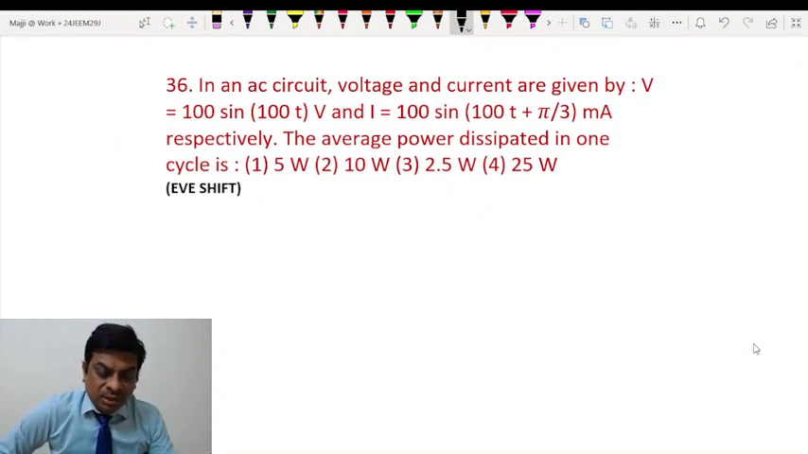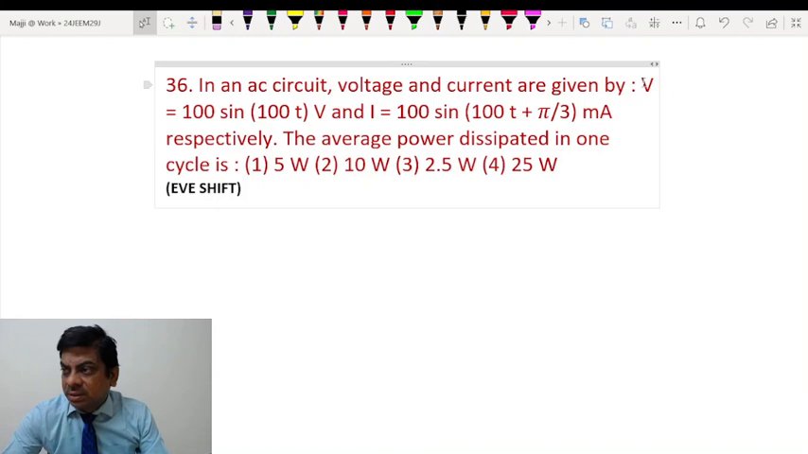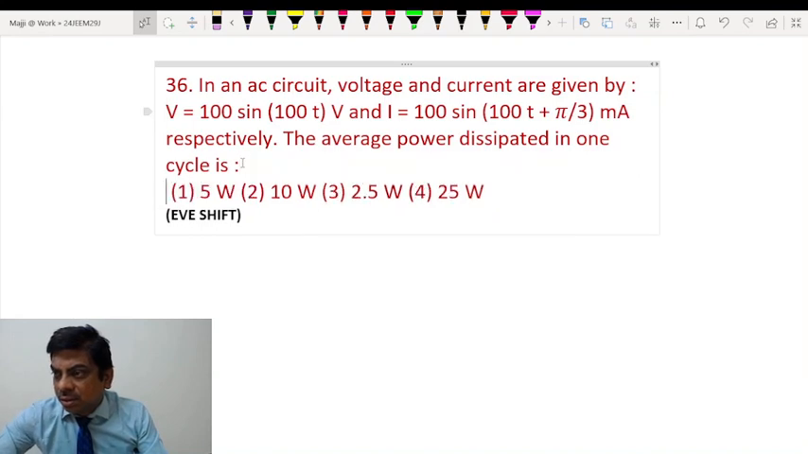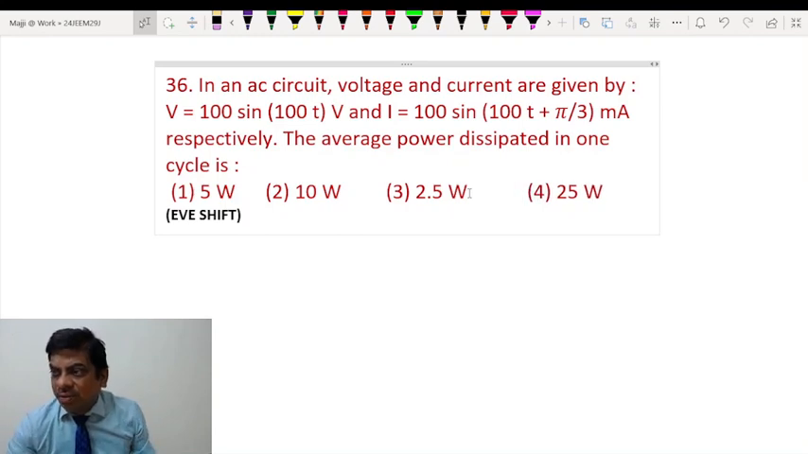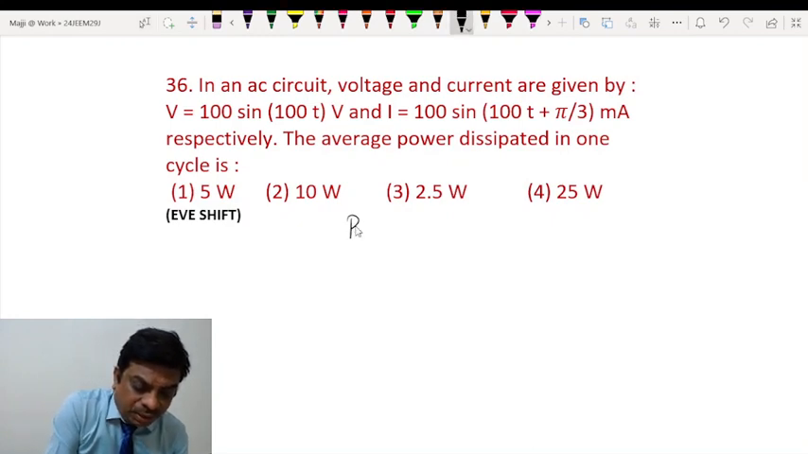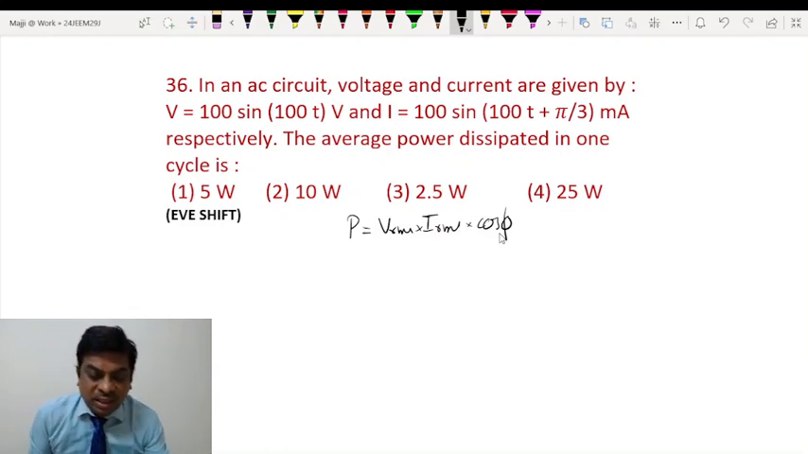In an AC circuit, voltage and current are given by V equal to this and I equal to this. So these are the voltages given, students. Okay. So we have to get the average power dissipated. So as you know, we have a very simple formula in AC, students. For power dissipation, the formula states power dissipation is Vrms into Irms into the power factor. Power factor is the cosine of the phase difference between the voltage and current phasors.